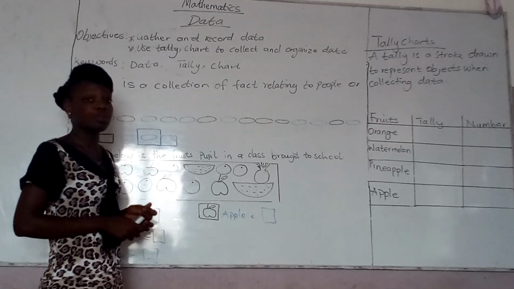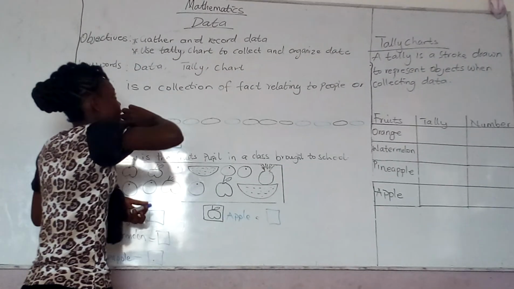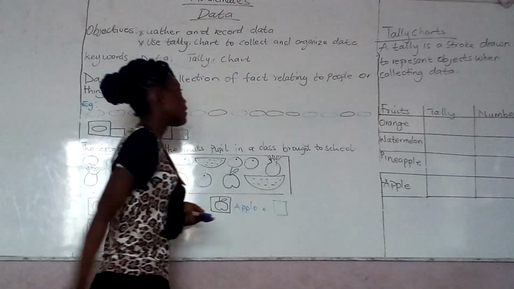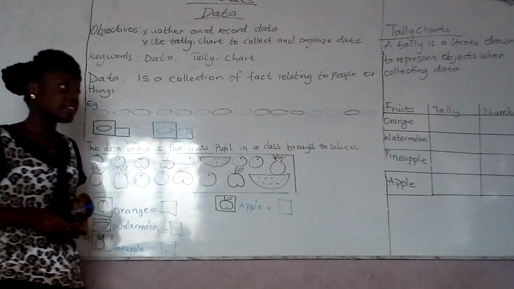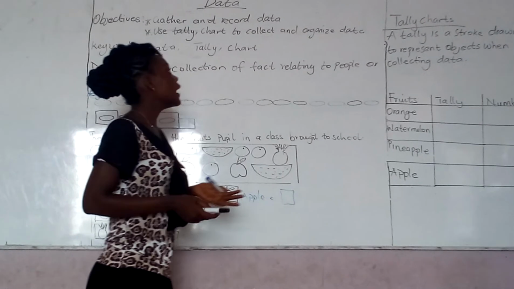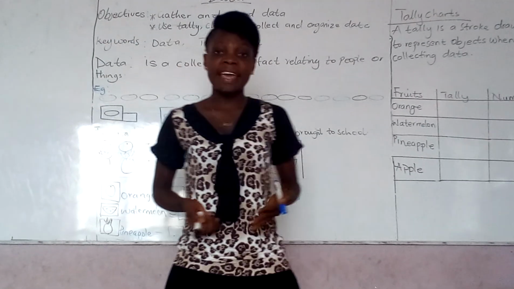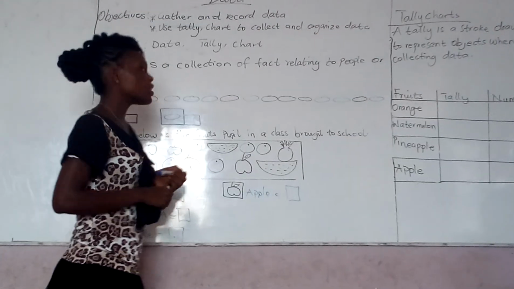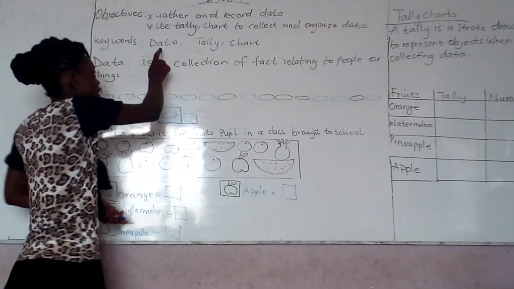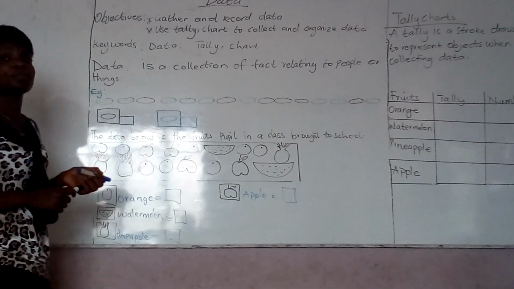So our objective for today is to gather and record data, and use tally charts to collect and organize data. By the end of this lesson, you should be able to gather and record data and use tally charts to collect and organize data. Our keywords are data, tally, and chart. Now, what is data?